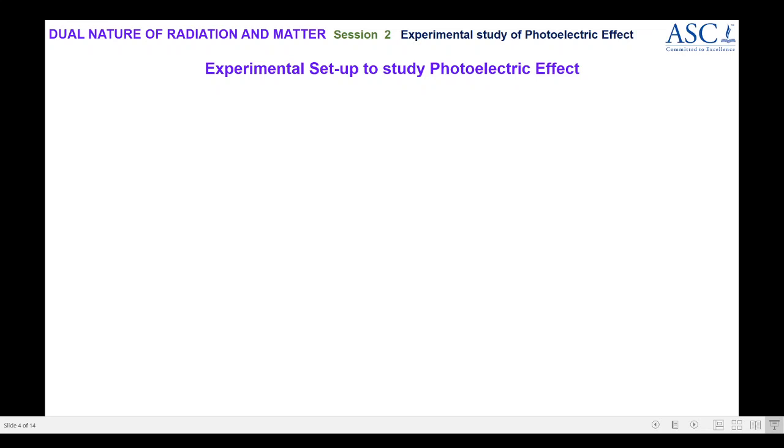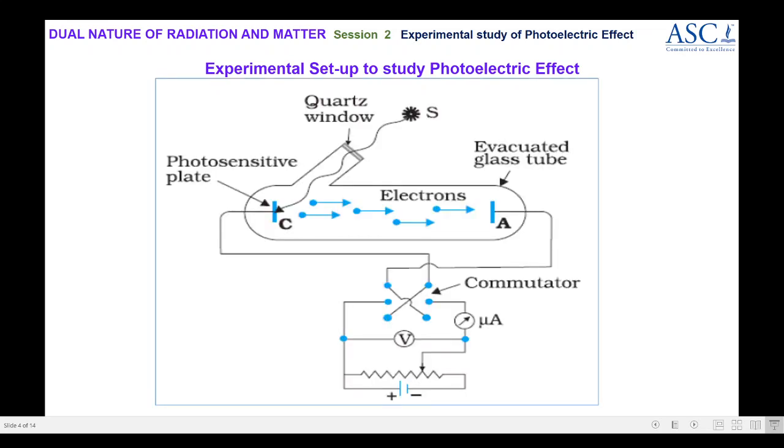Now for today's session, the topic is the experimental setup to study photoelectric effect. As we can see, this is the schematic diagram of the experimental setup to study the photoelectric effect. First, let me describe the experimental setup. Now, as you can see, there is an evacuated glass tube. There are two electrodes which are enclosed in the tube, namely the cathode C and the anode A.